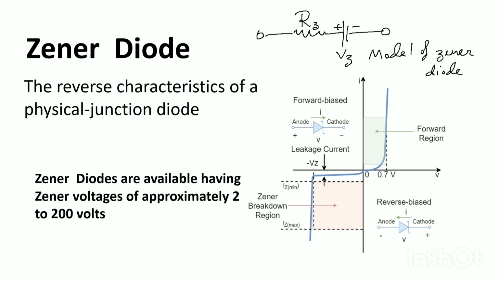Diodes made to exhibit specific Zener voltages are referred to as Zener diodes. Zener diodes are available having Zener voltages of approximately 2 to 200 volts. A major application for Zener diodes is as voltage regulators. A model of the Zener diode you will see.